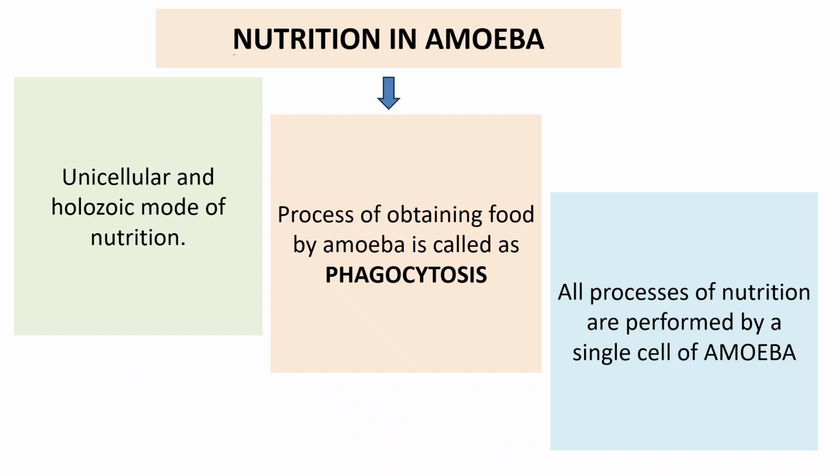Here we are going to learn about nutrition in amoeba. So we all know that amoeba is unicellular. Uni means one and cellular means cell, that is single celled, and holozoic mode of nutrition.